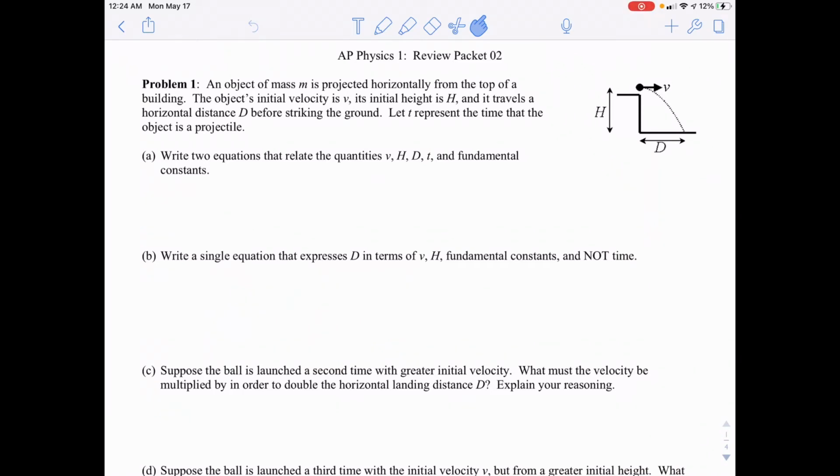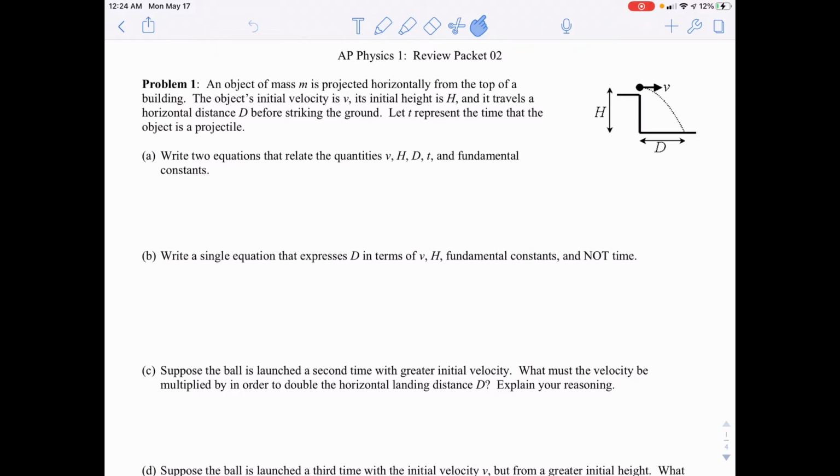Hello and welcome. In this video, we're going to be taking a look at AP Physics 1 Review Free Response for Two-Dimensional Kinematics. In other words, projectile motion. Let's take a look. Remember to pause and rewind the video as necessary.